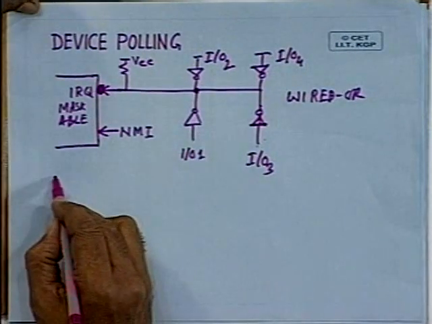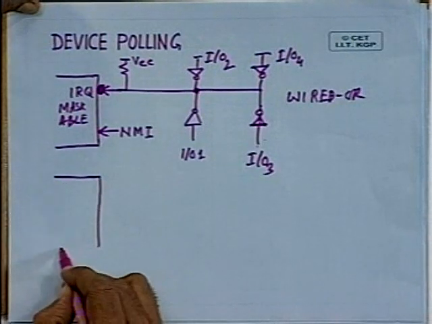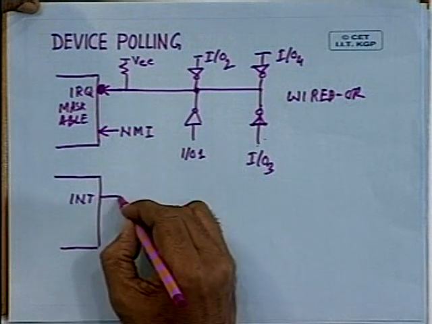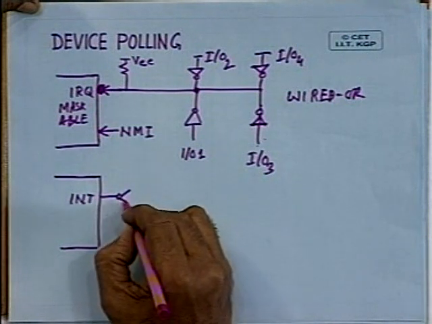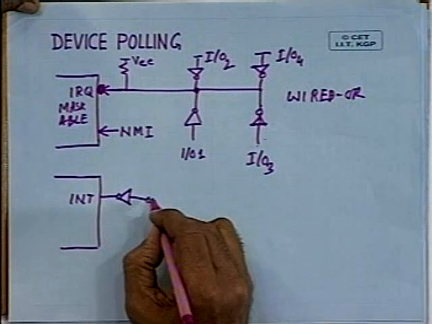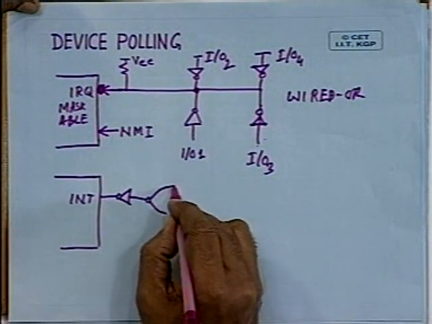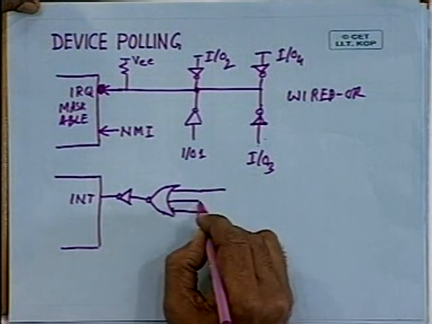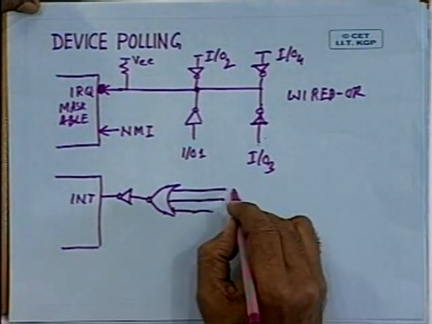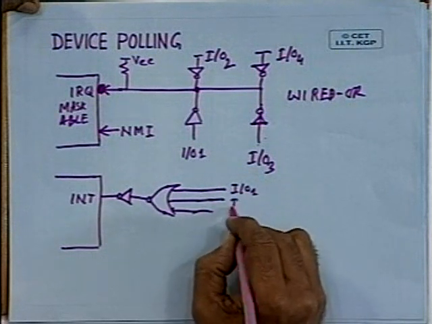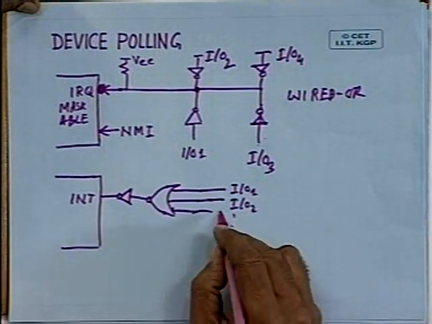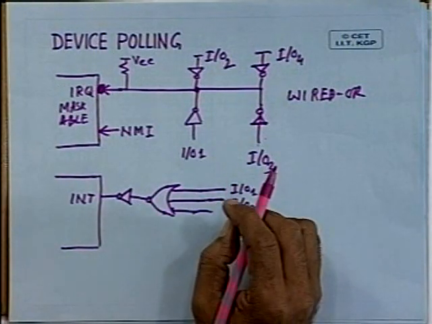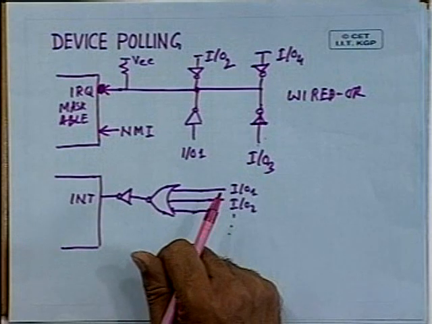Another possibility is that suppose you have an interrupt input which is high active. In this case, you can put an inverter and a NOR gate, and then interrupts can come to each of these lines. So this is from IO1, this is from IO2, and in this way you can connect a number of devices. So, this is how interrupt can be generated from a number of input output devices.